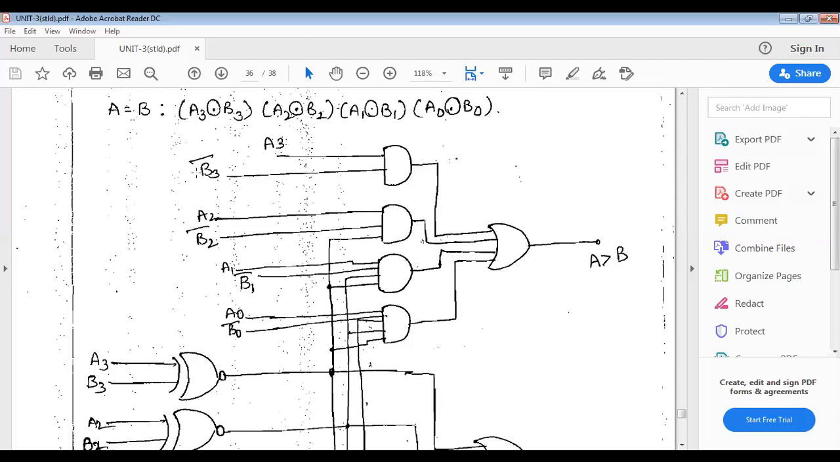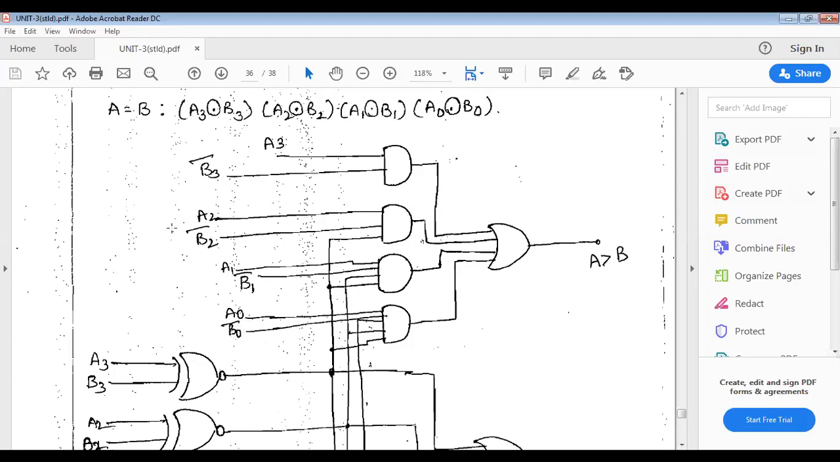If these two are equal, you see this line. If these two are equal, one input of the second AND gate is A3 and B3, and the other bits we are taking are A2 and B2 bar. At this stage, if A2 is greater than B2, we can stop without comparing A1, B1 and A0, B0.